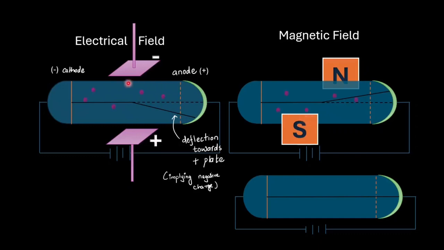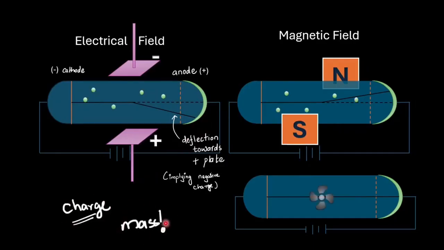Furthermore, it was observed that even on changing the gas in the cathode ray, the observations did not change, implying that cathode rays are independent of the nature of gas used. Finally, it was observed that not only do cathode rays have charge, but they also have mass. This was observed by placing a small wheel in the path of cathode rays, and it was observed that this wheel began to rotate whenever cathode rays were emitted.